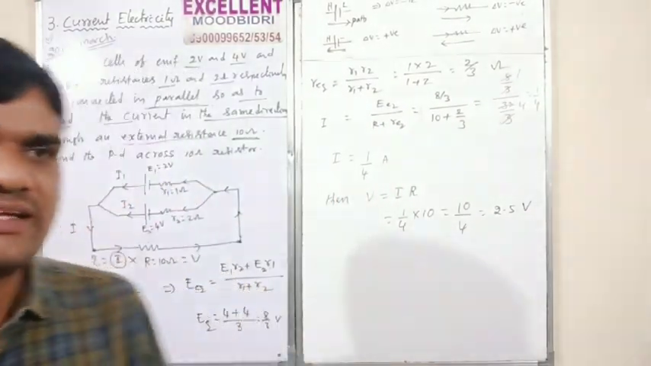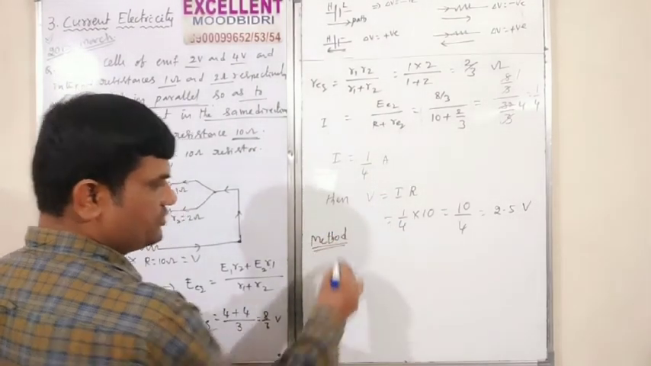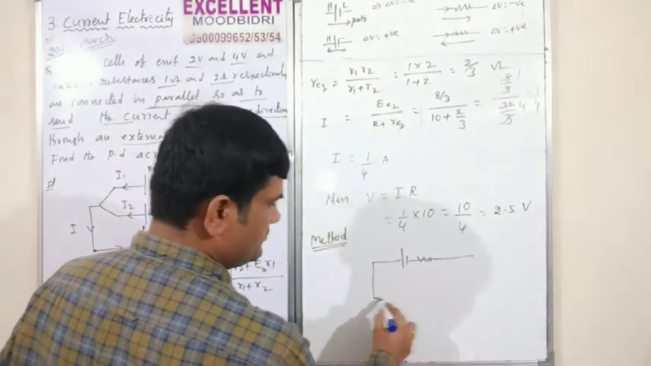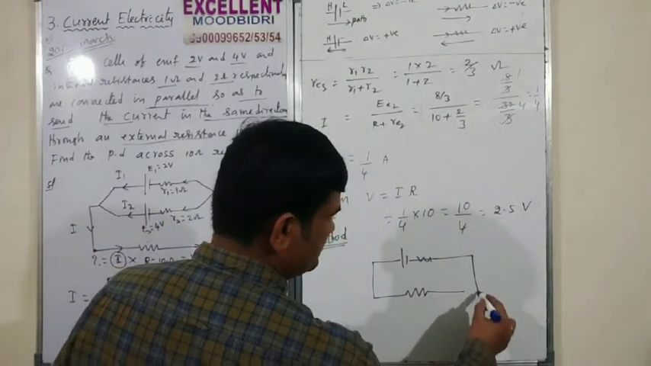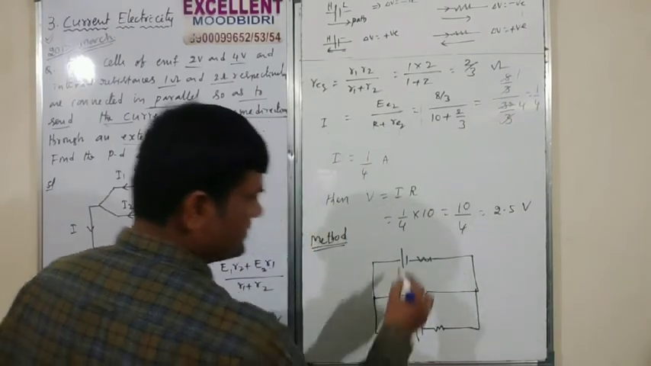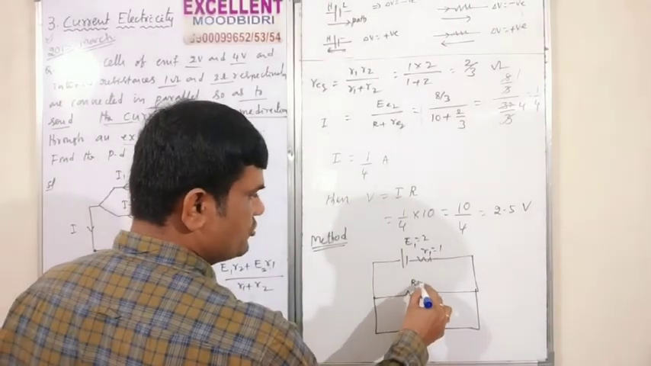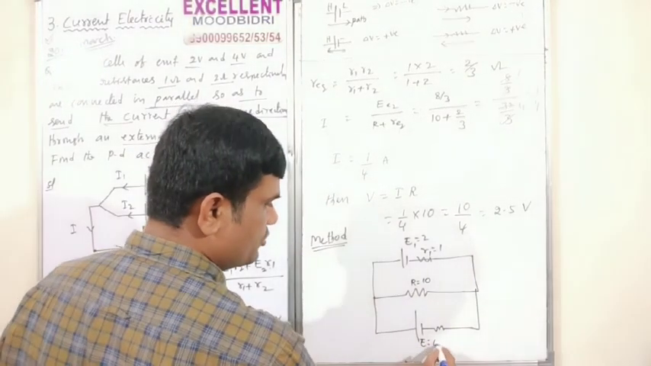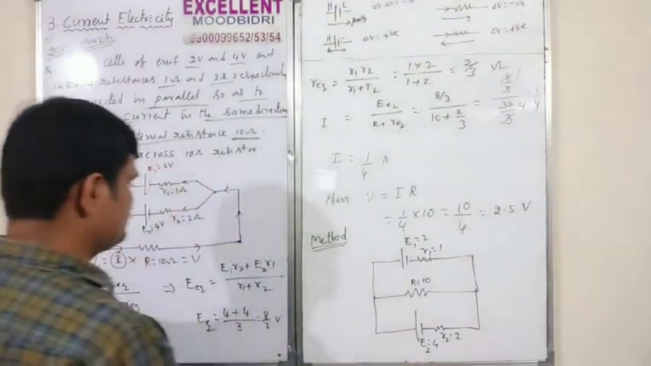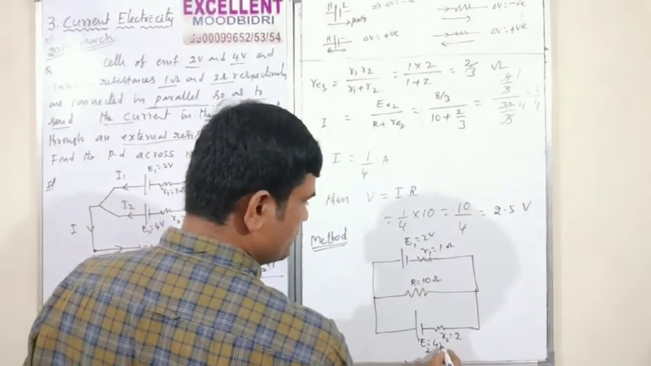Another method is based on Kirchhoff laws. Okay, for method 2, I will just give you a hint and you have to do it. The first cell has its resistance, and here is the external resistor. The next cell has its internal resistance. E1 is 2 volt with R1 of 1 ohm. R is equal to 10. E2 is equal to 4. R2 is equal to how much? 2, correct? So 2 ohms. 1 ohm, 2 volt, 10 ohms, 4 volt, 2 ohms.